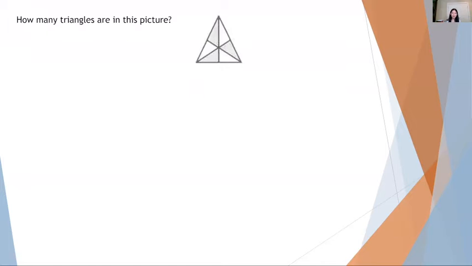So again, how many triangles are in this picture? Use the same approach that you were looking at yesterday, but instead of going like 1 by 1 or 2 by 1, you can keep track of it by groups of triangles.